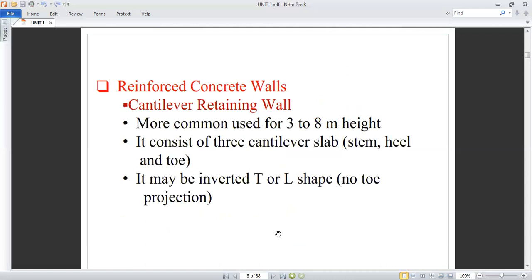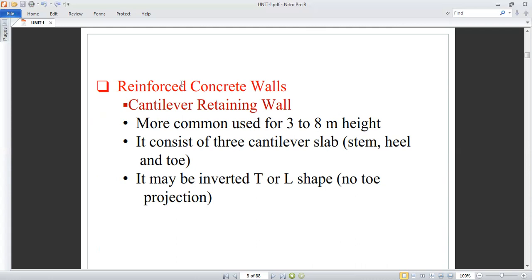Next, we'll see in detail about the cantilever retaining wall under rigid walls. We have two major subdivisions: one is flexible wall, the other is rigid. In flexible, we have propped, cantilever, and anchored. In rigid, we have the gravity wall and the cantilever retaining wall. The cantilever retaining wall is more commonly used for heights more than 3 meters. If you want to provide a retaining wall of more than 3 meters, a cantilever retaining wall is suggested.